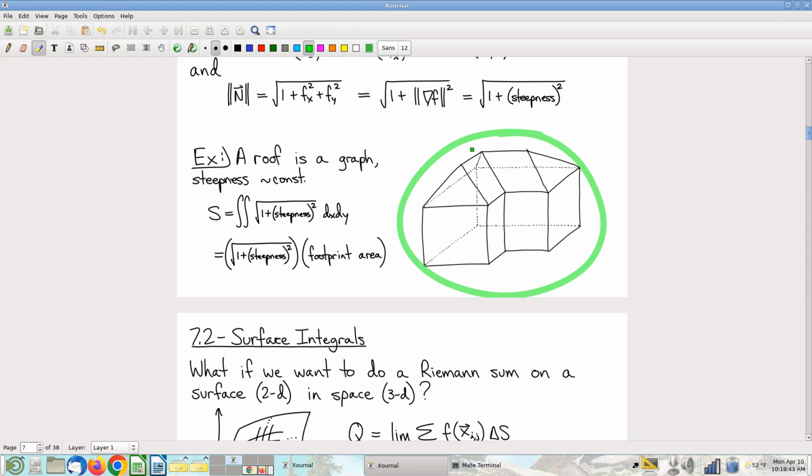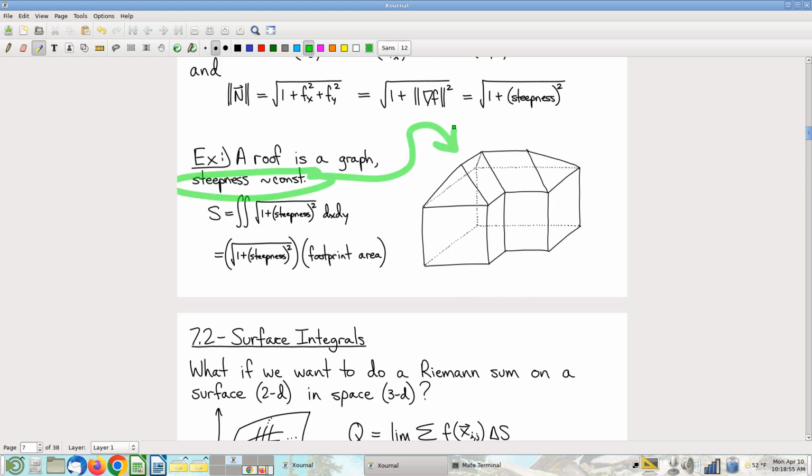Now, of course, architects are creative people, and there are all sorts of different shapes of roofs. But what is actually really common is when you make a roof to have the steepness of the roof be basically constant. And so what you end up with is a bunch of faces that look like what we have here.